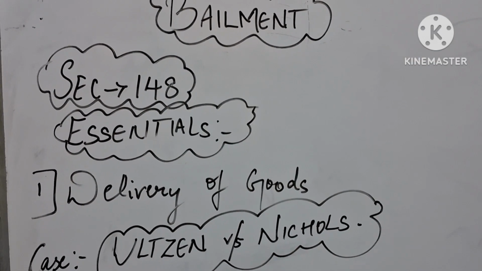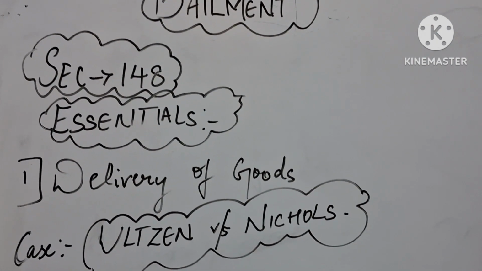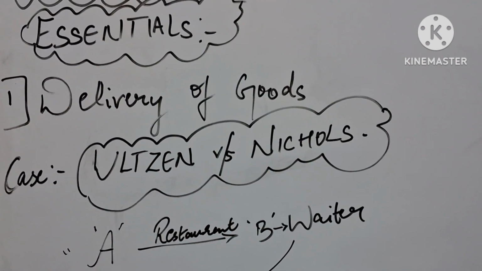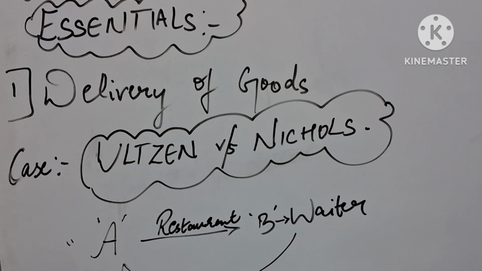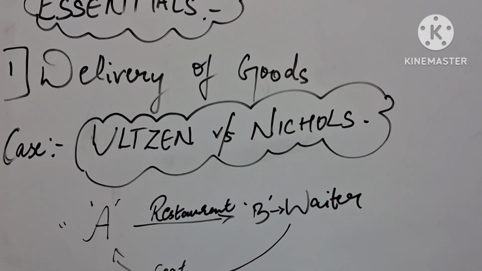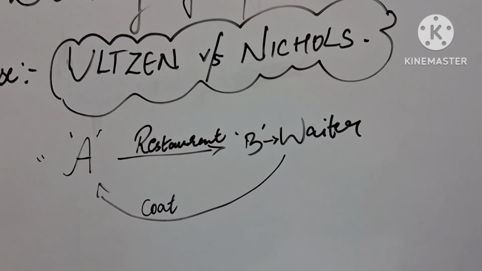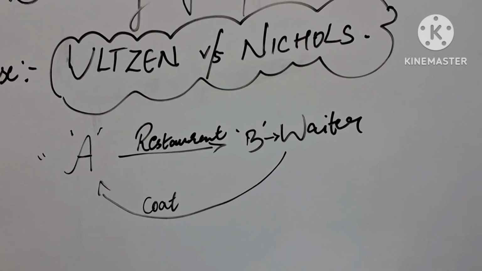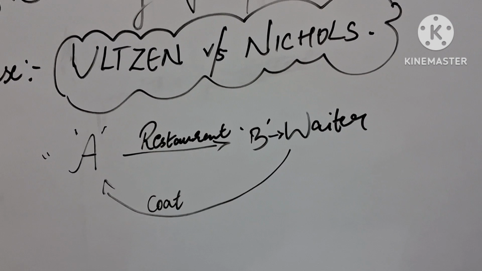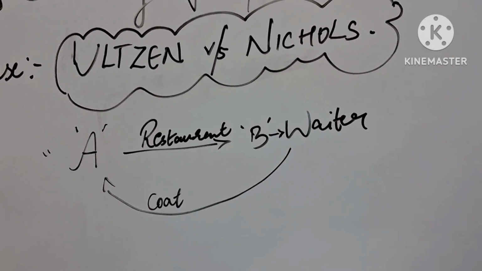The first essential is delivery of goods. There must be delivery of goods from one person to another, then only does a contract of bailment arise. This can be understood better with the help of the case law, Utzon versus Nichols. So here there is a person, let us call him A. He goes to a restaurant, and there a waiter takes the person's coat and hangs it.